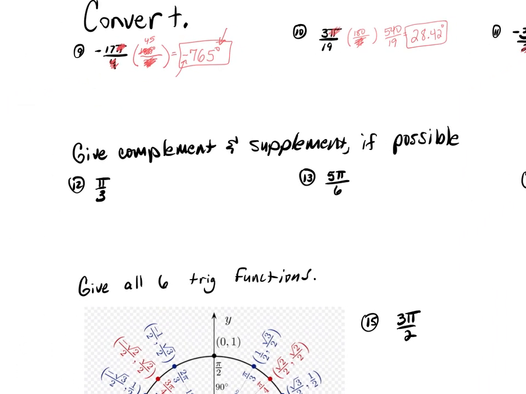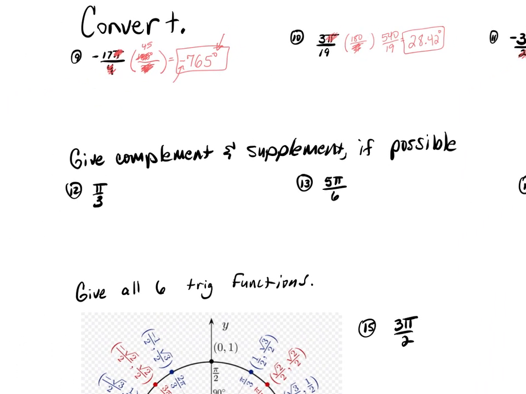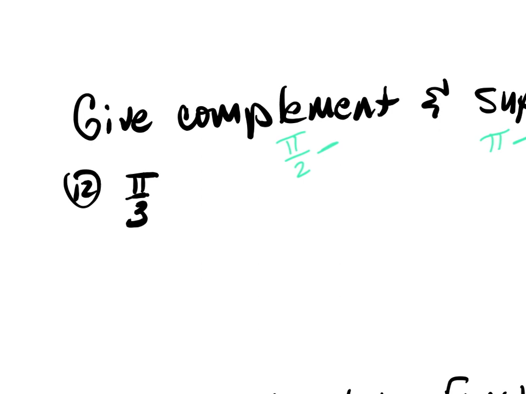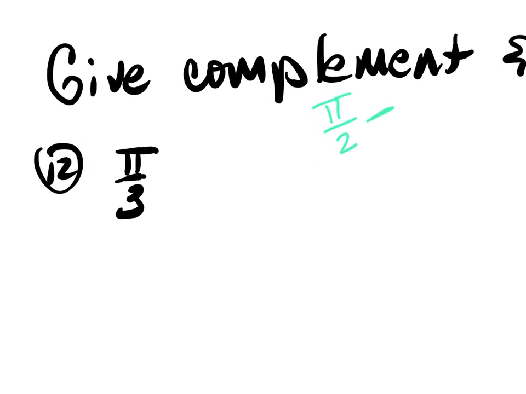A lot of you had some issues with this on complement and supplement. Complement, we should think, if we're in radians, you should think complement is pi over 2 minus. Supplement is pi minus. Guys, if it's in radians, leave it in radians. Don't give me an answer in degrees. But if I'm trying to find the complement, the pi over 2 has to come first. Some of you switch that. The pi over 2 has to come first.